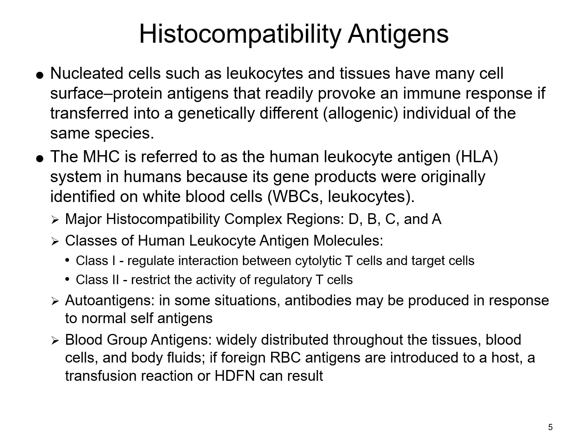Nucleated cells such as leukocytes and tissues have many cell surface protein antigens that readily provoke an immune response if transferred into a genetically different, or allogenic, individual of the same species. As previously mentioned, some of these antigens, which constitute the major histocompatibility complex, are more potent than others in provoking an immune response. The major histocompatibility complex is referred to as the human leukocyte antigen system within humans because its gene products were originally identified on the white blood cells. The HLA system is of primary importance in hematopoietic stem cell transplants.